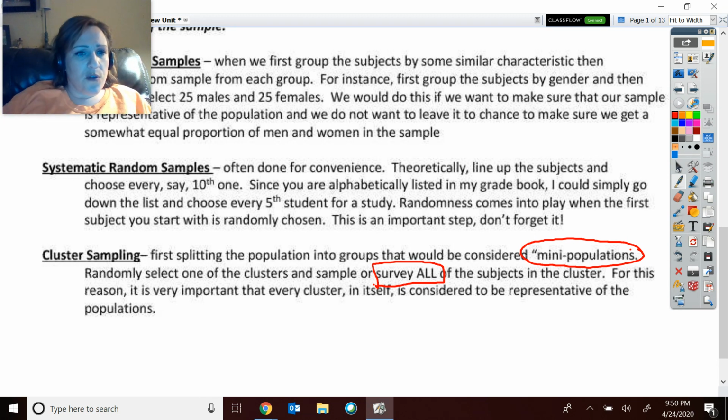All right. Oh, this is systematic. Sorry, not stratified. Systematic here is every 10th one. You pick a number, line them all up or put them in order, and take every 10th one, every nth one, whatever. Don't forget that randomness comes into play whenever the first subject that you start with is a randomly chosen one.